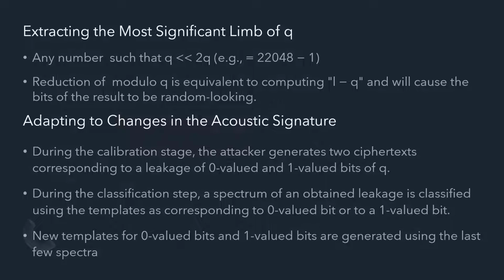This is done by computing the median spectrum for 0 valued and 1 valued bits, by taking the median power value in each frequency band across all available spectra for 0 valued and 1 valued bits.